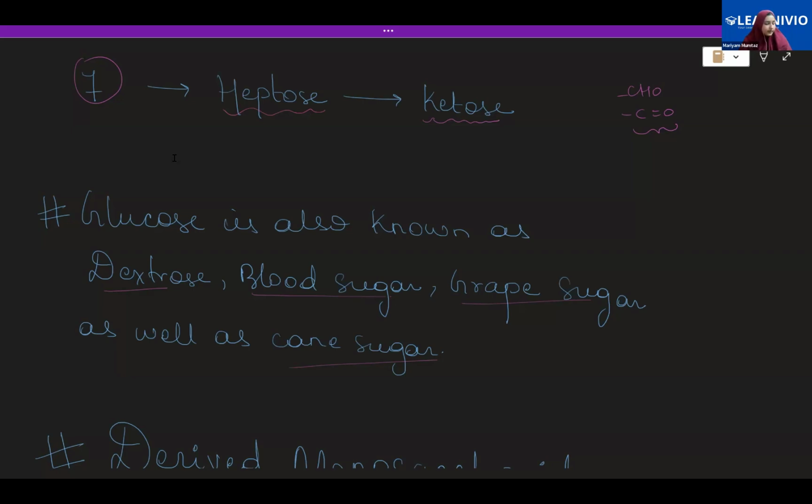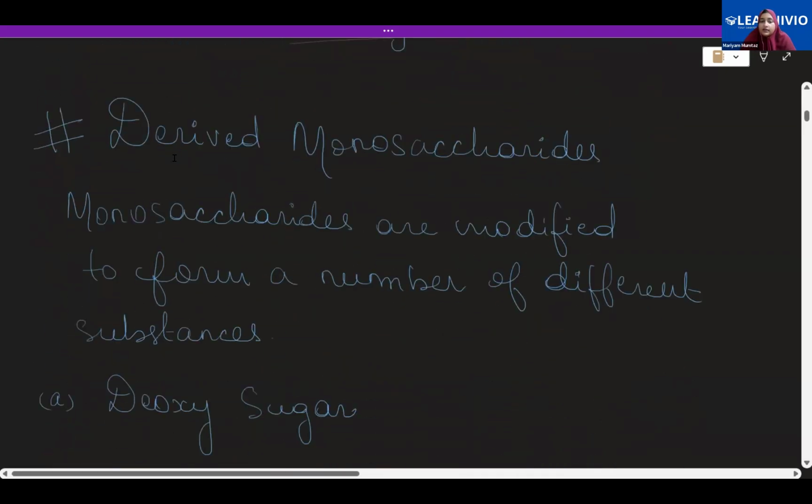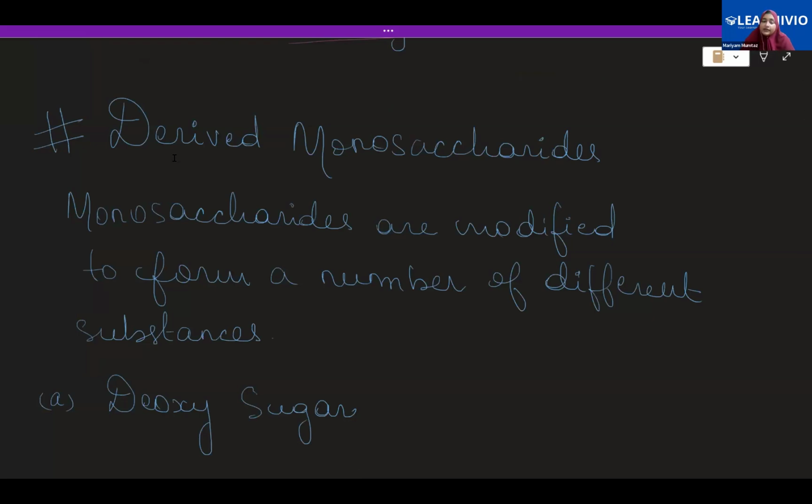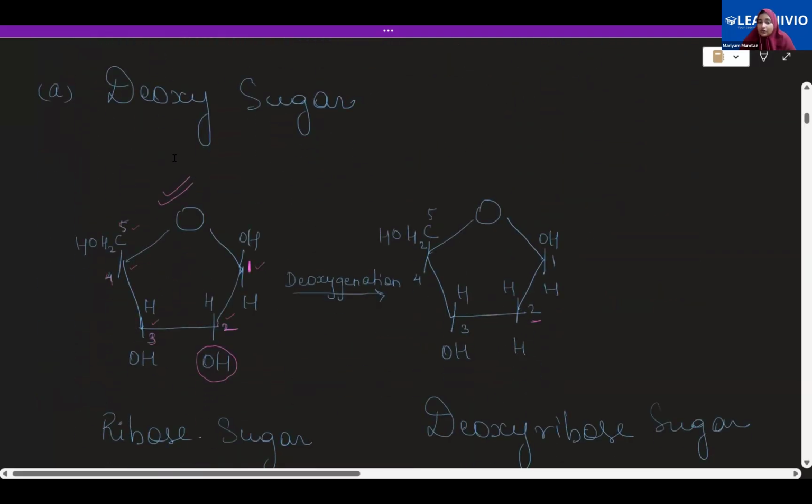So monosaccharides are those biomolecules which cannot be broken down into any further monomeric unit. It is the tiniest structure, ranging from carbon number 3 to carbon number 7. Then we come to derived monosaccharides. When normal monosaccharides get modified to form different structures, the structure that they form is a derived molecule. So we say that is a derived monosaccharide, such as a deoxy sugar.